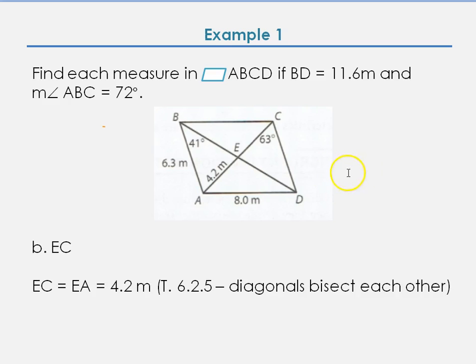Another thing that they ask us is to find EC. This is one piece of the diagonal here, and we've learned that these diagonals are cut in half for parallelograms. So EC is actually equal to EA. EA is 4.2, so EC would also be 4.2.